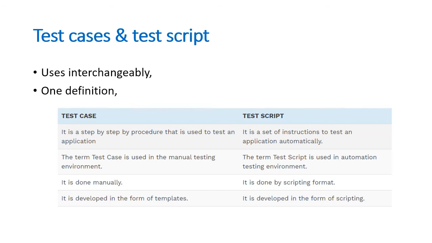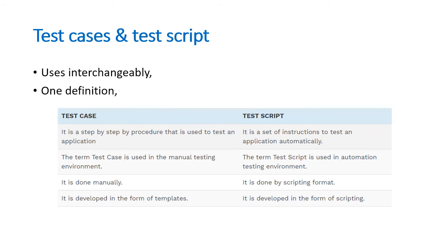So the term test case is used in the manual testing environment, it is done manually, and it is developed in the form of templates. But the term test script is used in the automation testing environment, okay? So this is done in a scripting format, it is developed in the form of scripting, and then we can automatically run it to test for our errors, alright?